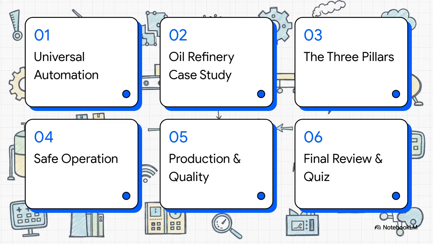Okay, here's our roadmap for today's class. We'll start with universal automation, then move into an oil refinery case study. After that, we'll cover the three pillars: safe operation, production, and quality. And finally, we'll wrap up with a review and a quick quiz.